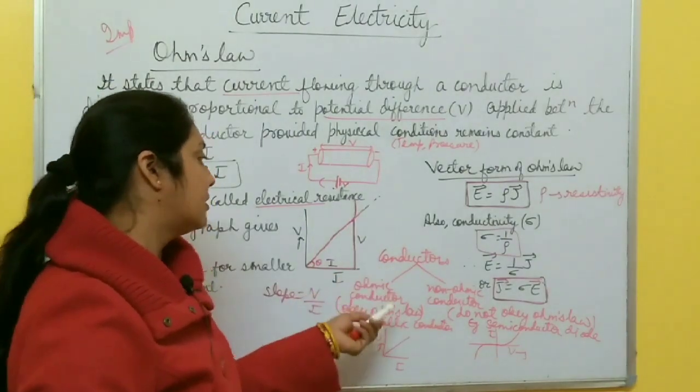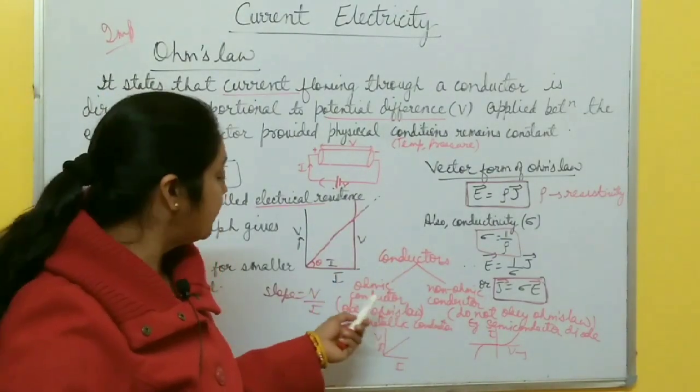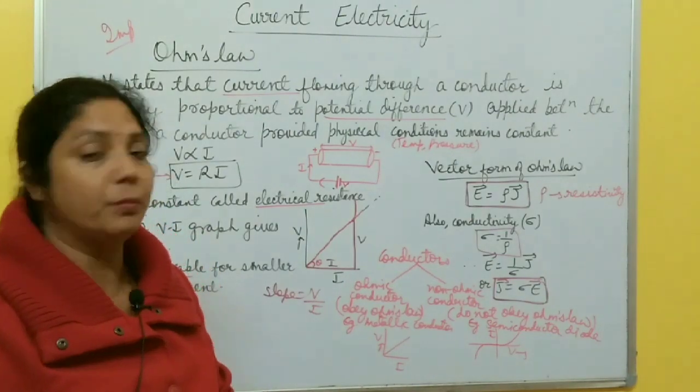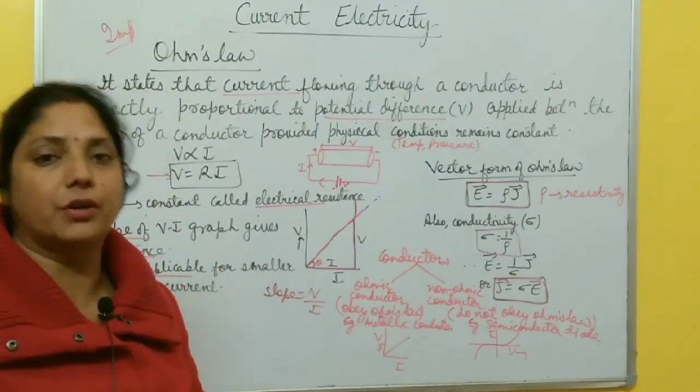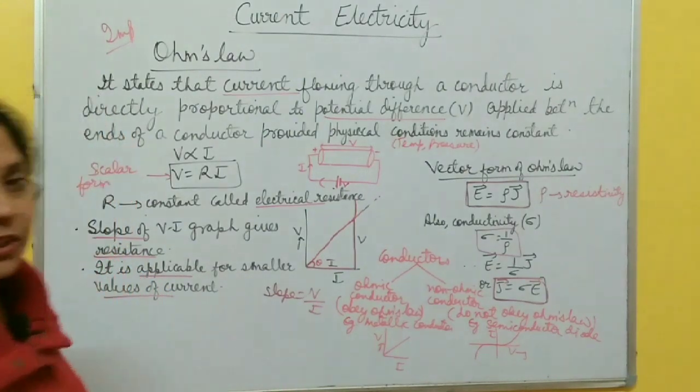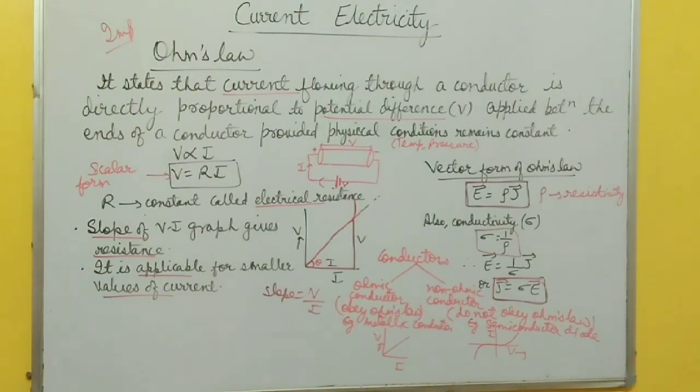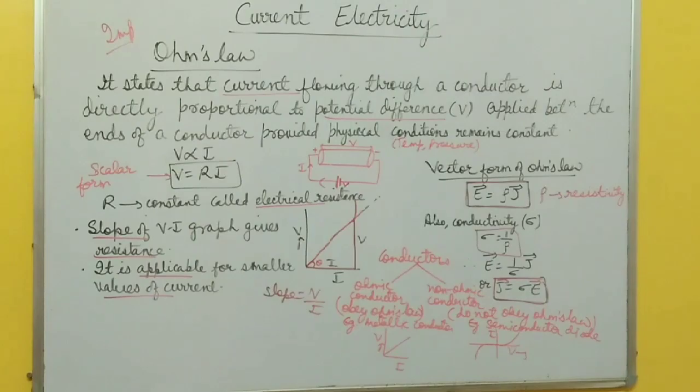On the basis of this, conductors are of two types: ohmic and non-ohmic conductors. Ohmic conductors are those which obey Ohm's law. Non-ohmic conductors are those which do not obey Ohm's law. Please take a screenshot. After this, I will discuss specific resistance and resistivity.